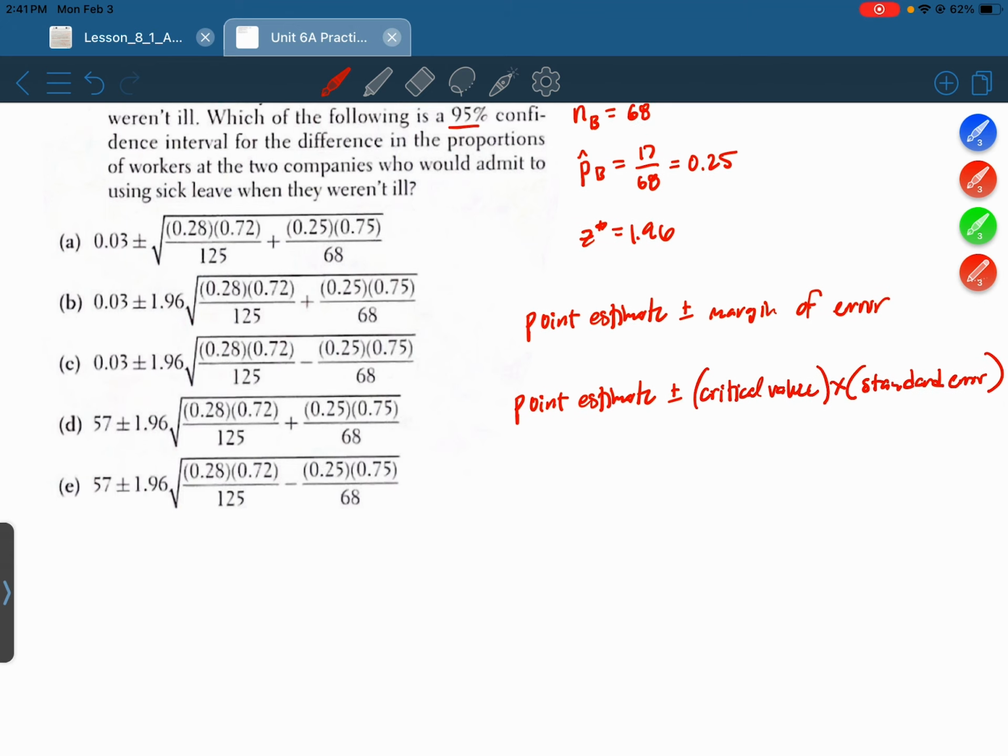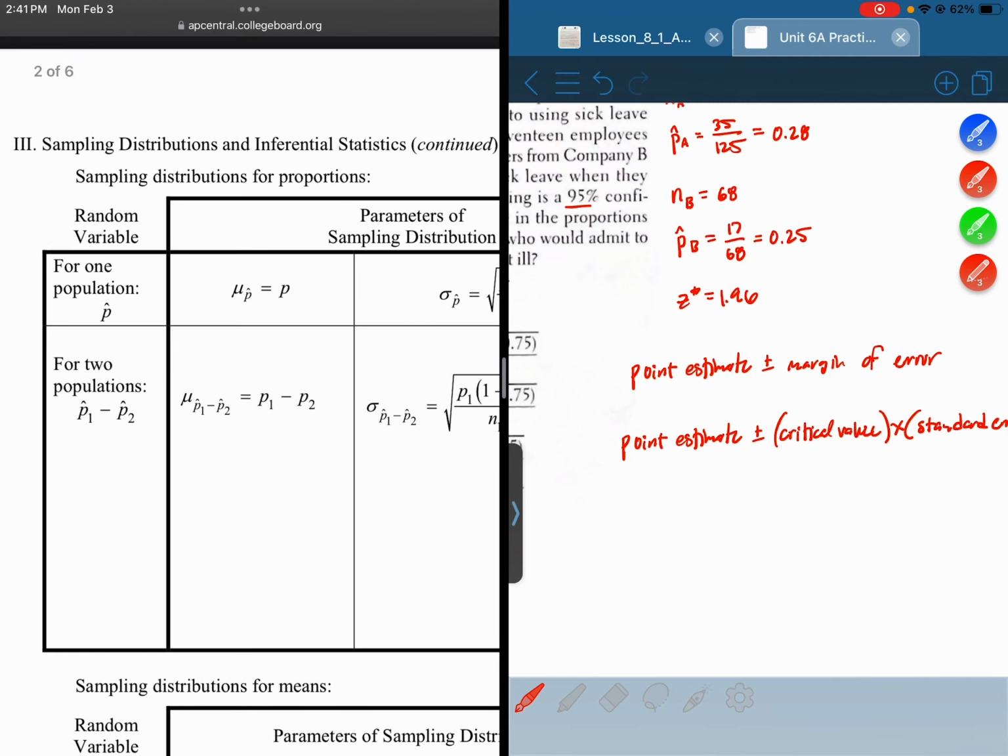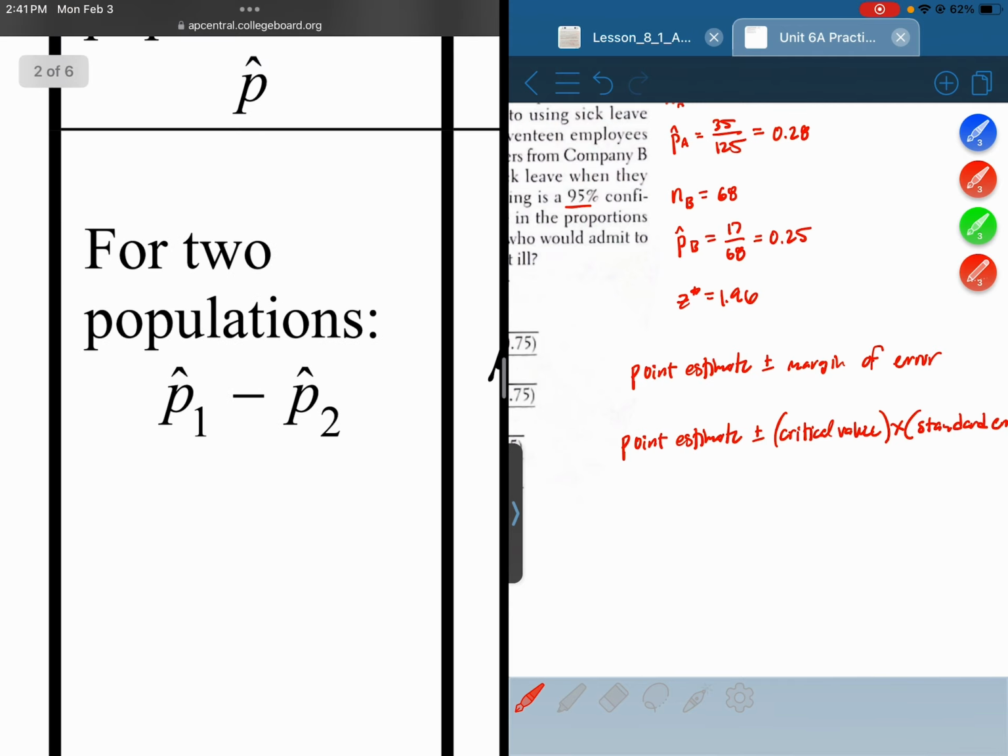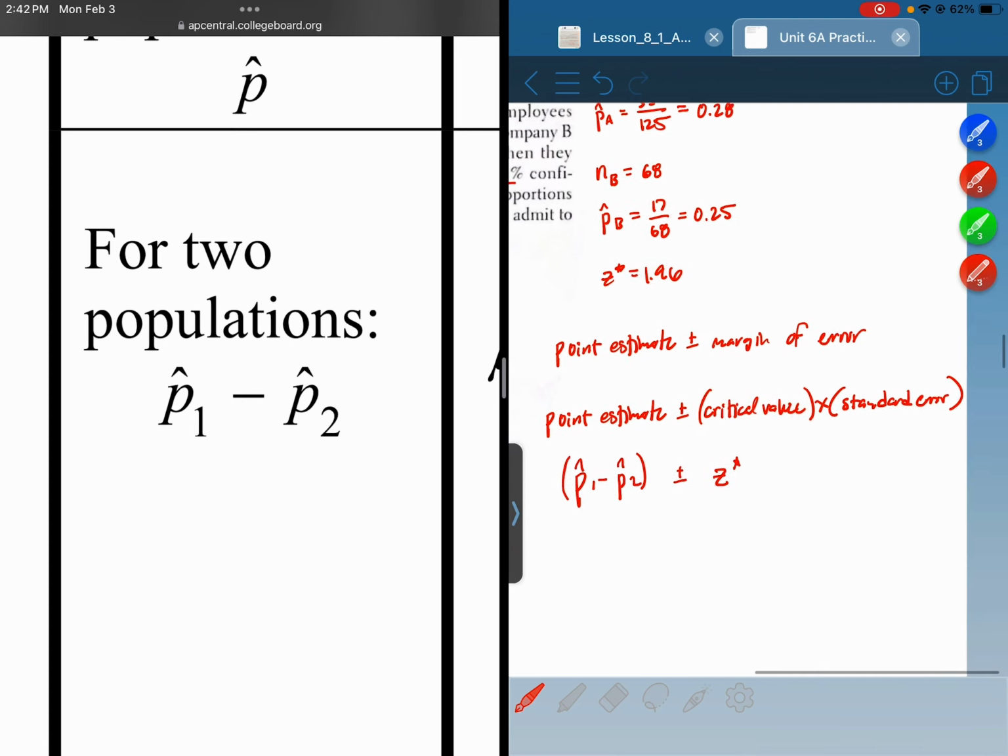And I'm going to show you exactly where to find the notation for these things. On our formula sheet, this is a situation where we have two samples, and it's about proportions. So I'm going to look here, in the second row. This notation here is my point estimate: P hat 1 minus P hat 2, plus or minus. Now the critical value is our z-score, so just write it as a z-score.